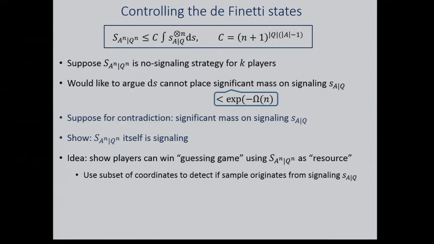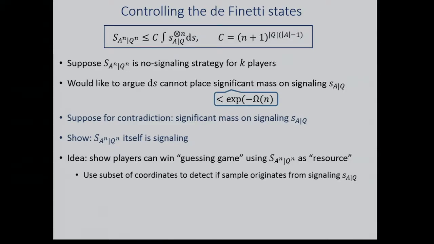And so the idea, to try to implement this, is to say: suppose this was the case, and suppose I gave the players the possibility to sample and use this distribution as some kind of distributed resource. Then they could signal using this, and we would contradict the assumption that there's no signaling. And how would they signal?